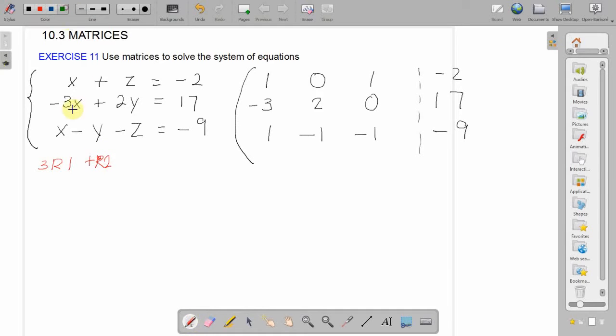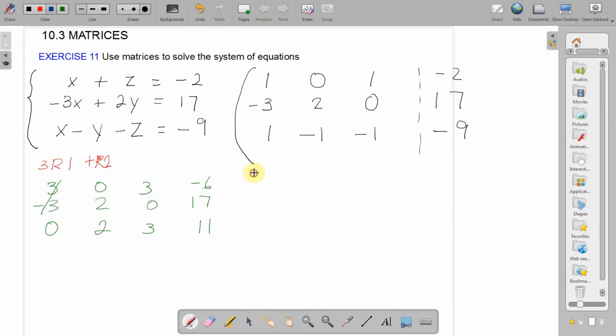So I have 3, 0, 3, negative 6, and we have minus 3, 2, 0, and 17. So this one turns into a 0. This one is 2, and 3, and 11.